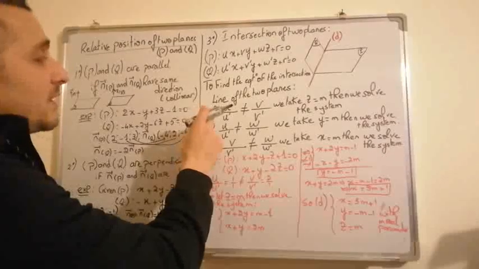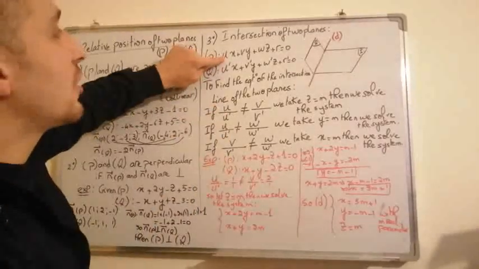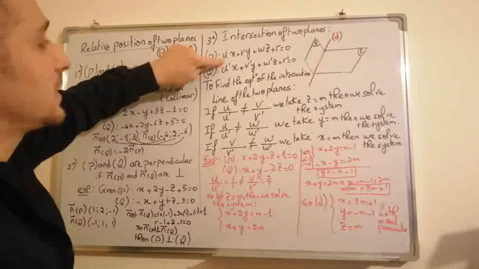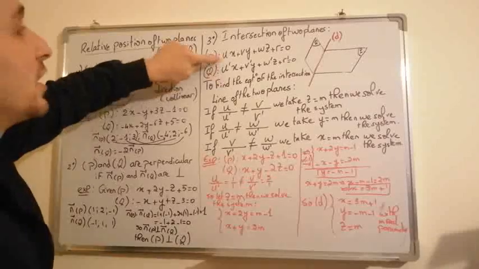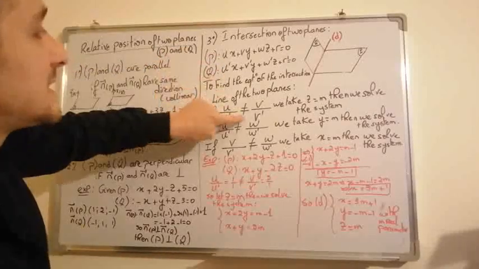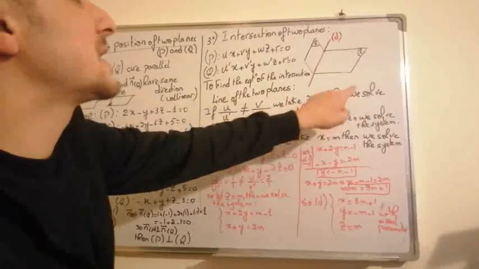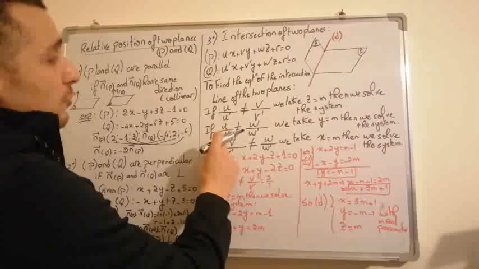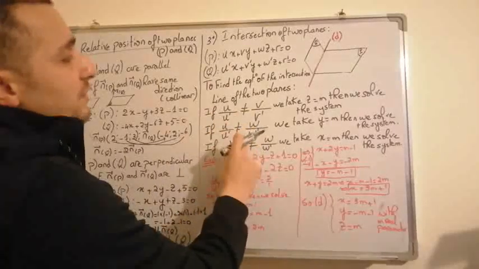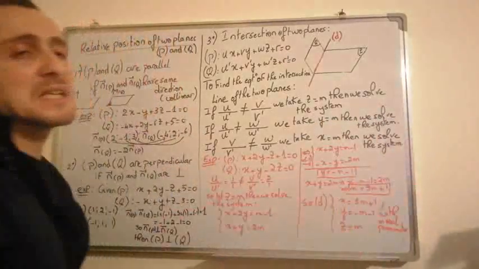The method is: u over u', where u is the coefficient of x in the first plane and u' is the coefficient of x in the second plane. If u over u' is different than v over v', we take z equals m and we solve the system. If u over u' is different than w over w', we take y equals m and we solve the system.